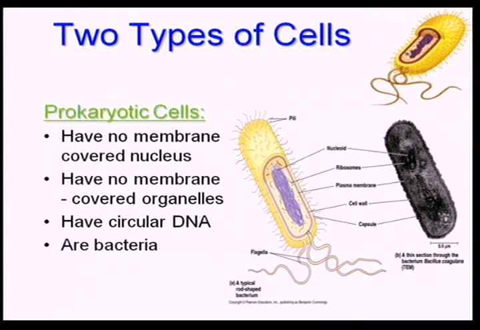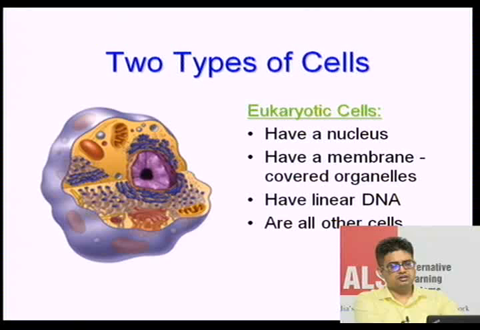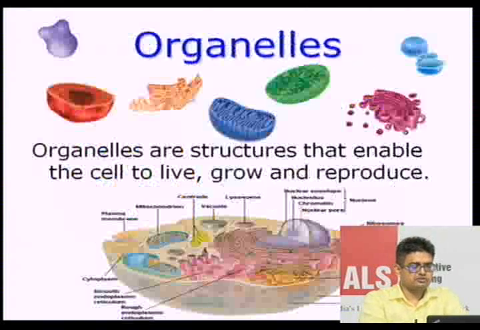On the right hand side there is a very dark colored image, that is an electron microscope view, and in this figure it has been magnified and improved in the form of a diagram. So in the diagram you can see the picture more clearly. I will send this, no worries. Eukaryotic cells have a nucleus, they have membrane covered organelles, they have linear DNA, not circular DNA, and all other cells are made of eukaryotic cells.